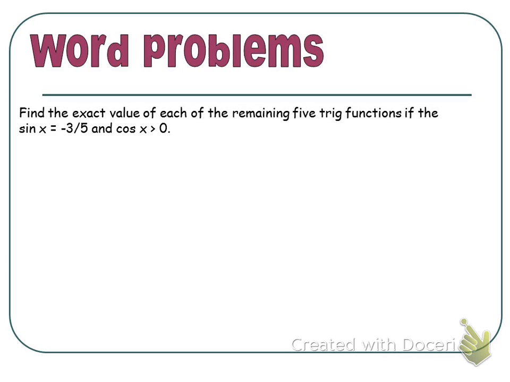This says find the exact value of each of the remaining 5 trig functions if sine of x is negative 3/5 and the cosine of x is greater than 0. Cosine x is greater than 0 is another way to say what? Cosine is positive. All right, so if the cosine is positive, which quadrants can we toss out? We can take out 2 and 3. Cosine's positive in quadrant 1 and quadrant 4.